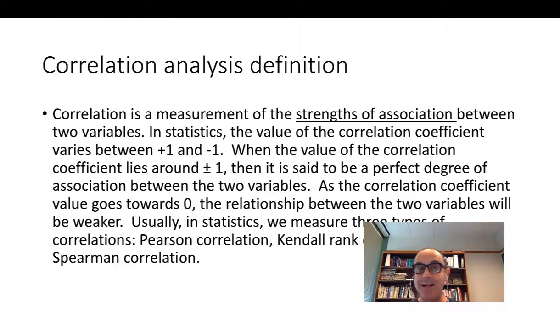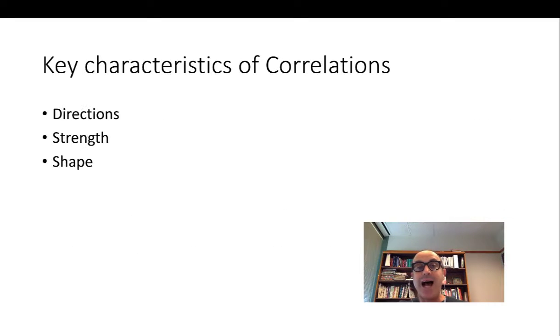What is correlation analysis? Correlation analysis is a measurement of the strength of association between two variables, and usually we measure it between +1 and -1. As the correlation coefficient value goes towards 0, the relationship between the two variables becomes weaker. Usually in statistics we measure 3 types of correlation, and we apply that to different types of analysis, and usually we are looking for direction, strength, and shape.